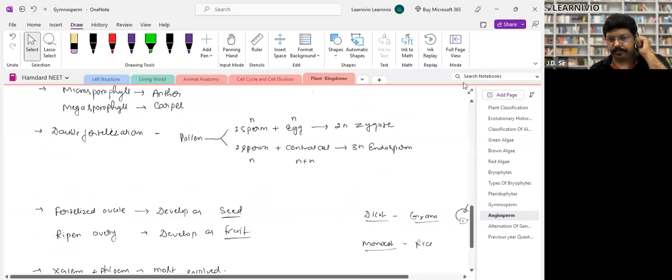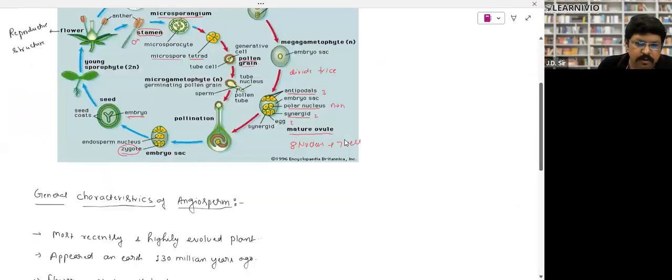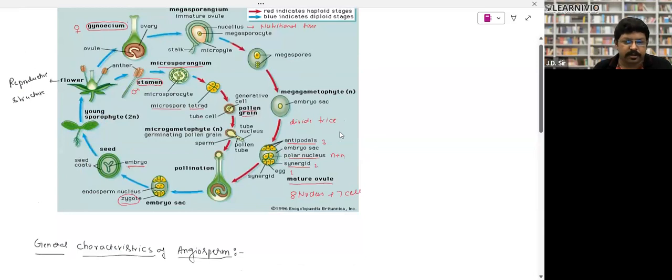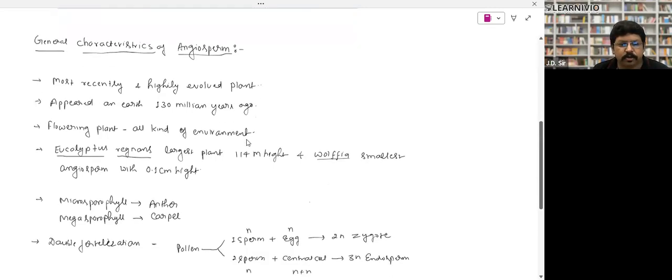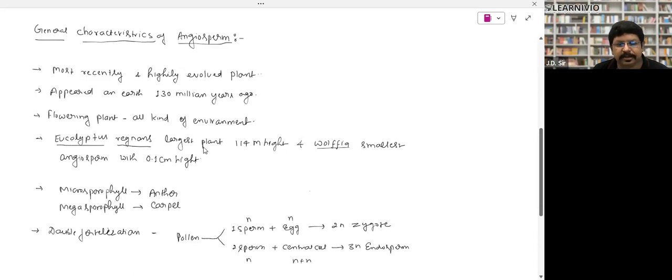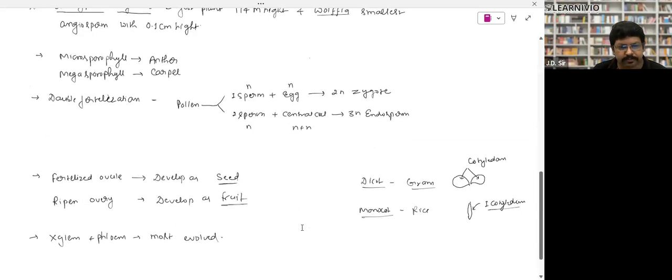Angiosperm. There is nothing much more important that we are studying in regular class, that is the morphological characteristics. We will study more than what is given over here. But you need to remember some points: Eucalyptus regnans is the largest plant, 114 meter high, and Wolffia is the smallest angiosperm. Second, angiosperms appeared 130 million years ago on the earth.